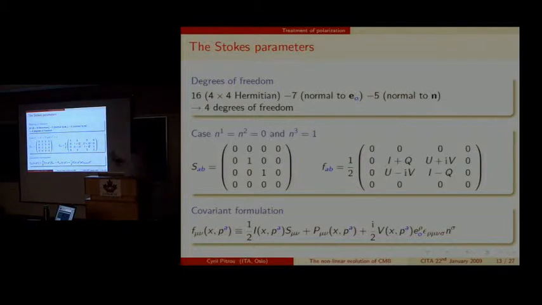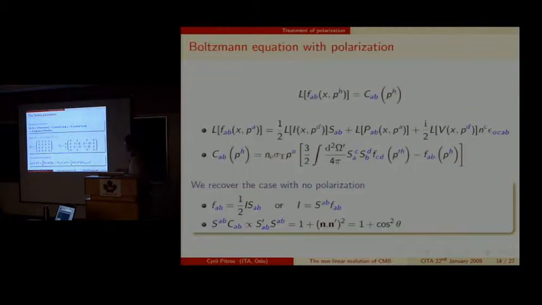So if you want to express this in covariant form, that's the way it's expressed. I is the intensity, so no matter the polarization, it's the number of photons, the energy actually. V is the degree of circular polarization, and P_mu_nu, which takes only Q and U, and not I and V, is symmetric trace-free, and it's the degree of linear polarization. So in cosmology, we'll see that there is no circular polarization, so we only deal with I and P_mu_nu.